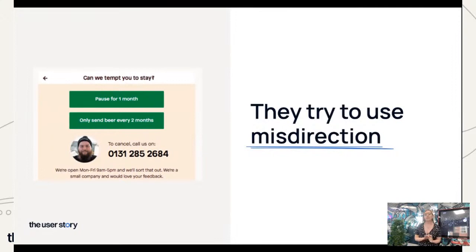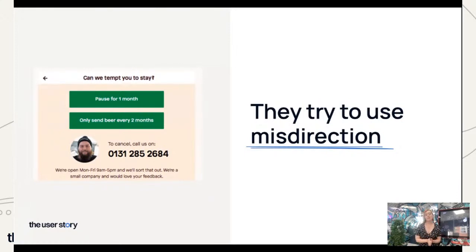Another tactic that they use is misdirection. They try and misdirect the user from their intended task of cancelling. In this example, you can see that when a user goes to cancel, they try and tempt them to stay, and they provide an option for pausing for 1 month or sending a beer every 2 months, which in itself is not a crime. That's probably something that we might do as UX designers. But when it's combined with a very inconvenient cancelling process, that's when it becomes a deceptive pattern.